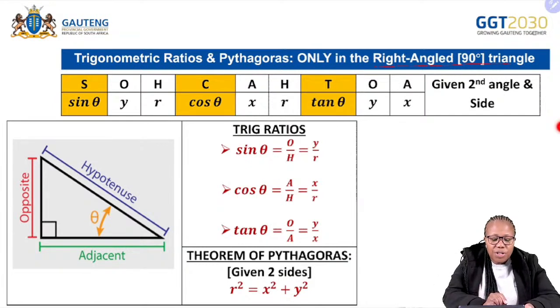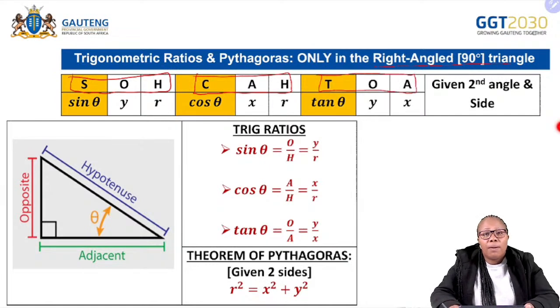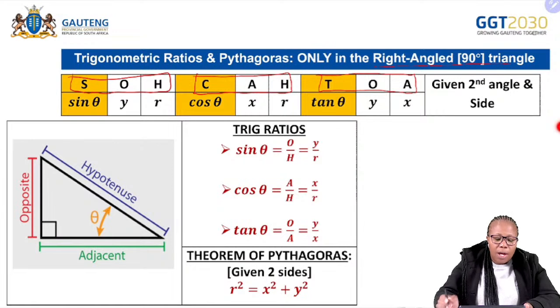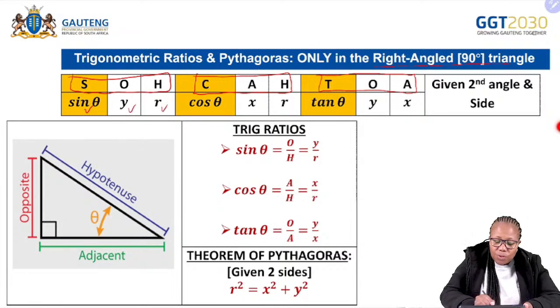And with the trig ratios, we have this abbreviation here, which is SOH, CAH, TOA, which is assisting us to remember our ratios. So SOH, CAH, TOA, it is abbreviating. The first one, let's see, we have SOH, and the S stands for sine, the O stands for Y, and the H stands for R. That means when we talk of sine, sine is opposite over hypotenuse, and the opposite is Y, and the hypotenuse is R.